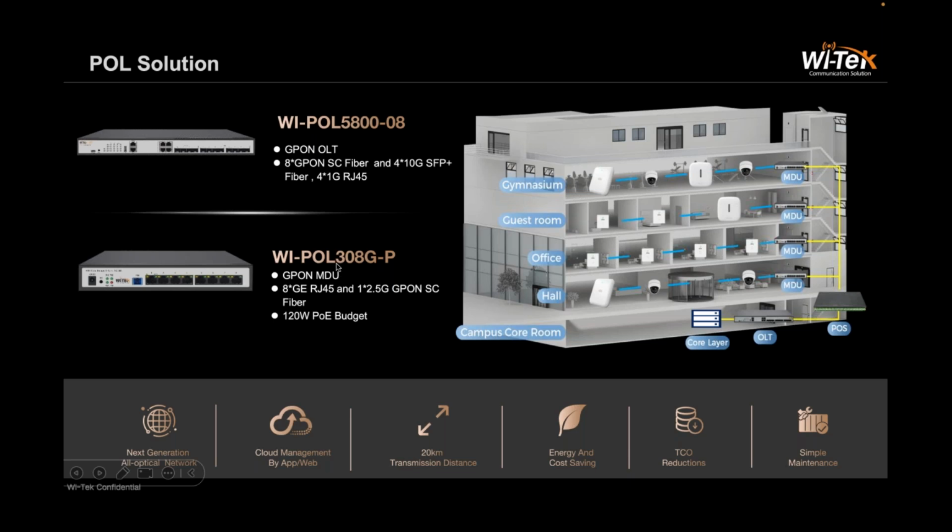And this is the POL308G. It is an 8-port GPON PoE MDU. It has 8 PoE ports with a 120 watt PoE budget, but the uplink port is a 2-port 2.5G/5G GPON fiber. So you can think of this as a fiber PoE switch, but using GPON technology with 2.5G/5G uplink speed. So these two are our POL solution models.